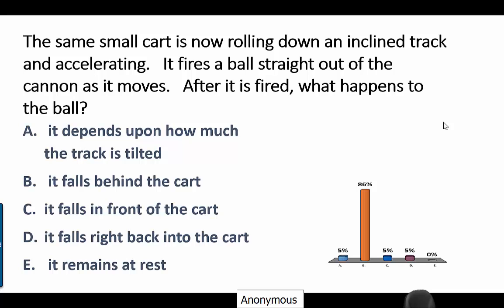But let's say we assume an infinitely long track. If the track is infinitely long, it will fall back in there, assuming there is no air resistance. So you have to do this in a vacuum. Won't this cart go faster and faster? It will. Remember, the cart is accelerating downwards.